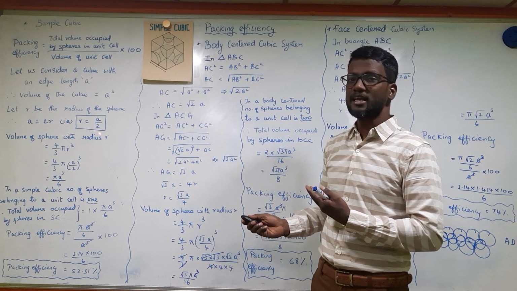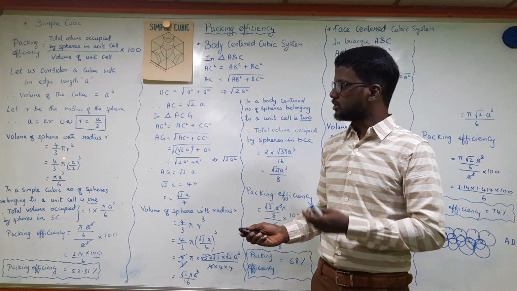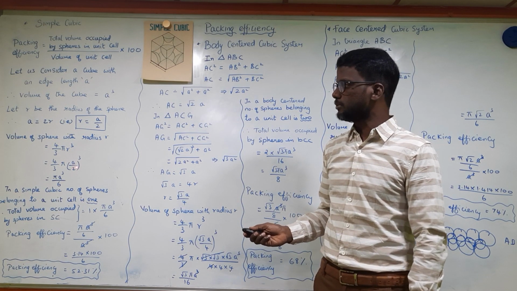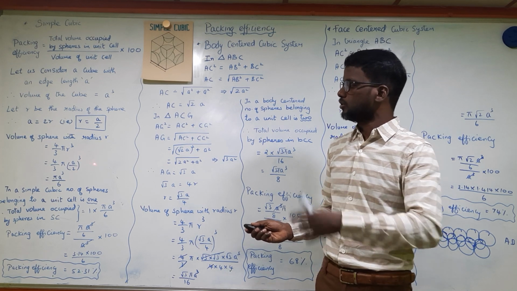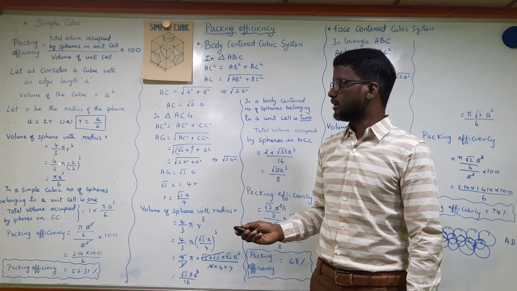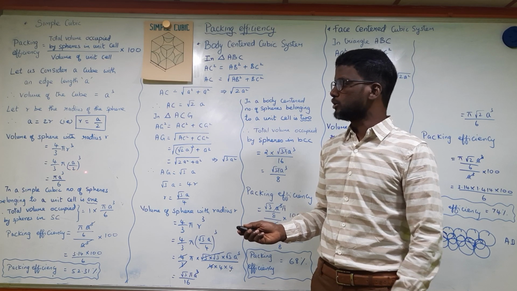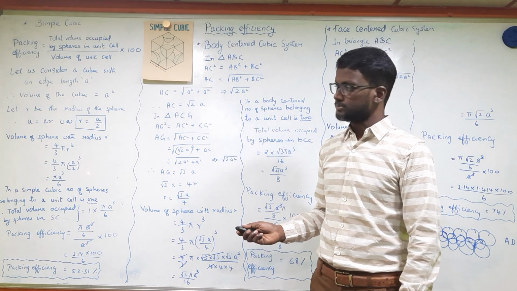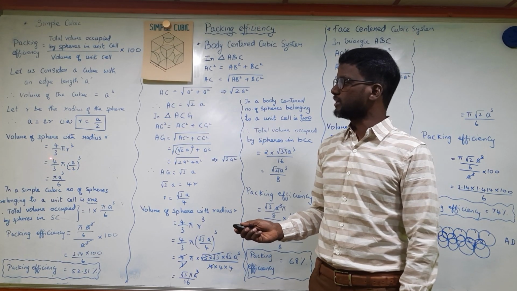What is R? A by 2. Substitute in this equation. So 4 by 3 pi R becomes A by 2 the whole cube. So when you bring the cube inside, you know what happens? That is 4, and here we have 2 into 2 into 2, that's going to be 8. Okay, so 2 into 2, 4, 4 gets cancelled.